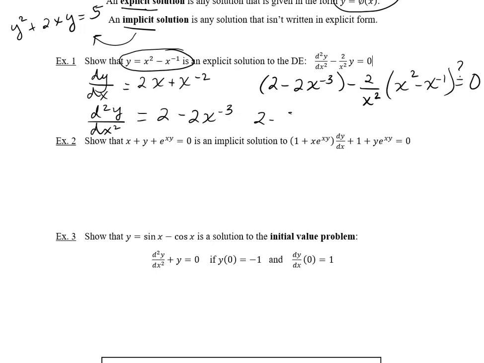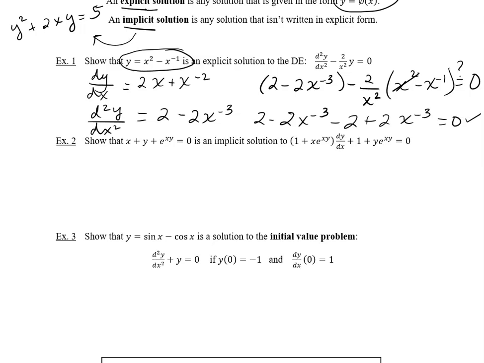I'm going to drop these parentheses here, and I'm going to distribute this negative 2 over x squared. So I'm going to have minus 2. Notice that x squared is going to cancel. And then I've got plus 2x to the negative third. And hey, guess what? That does, in fact, equal 0. So I am good to go. Let's do the next one.